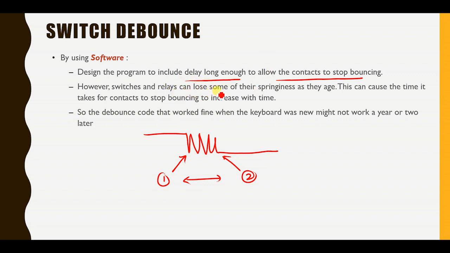However, switches and relays can lose some of their springiness as they age. This can cause the time it takes for the contact to stop bouncing to increase over time. That's the age effect. So the debounce code that worked fine when the keyboard was new might not work a year or 2 later.